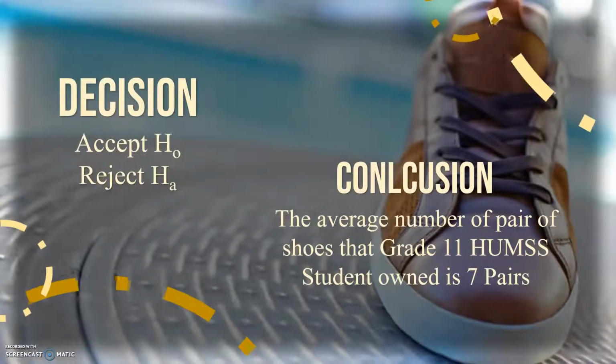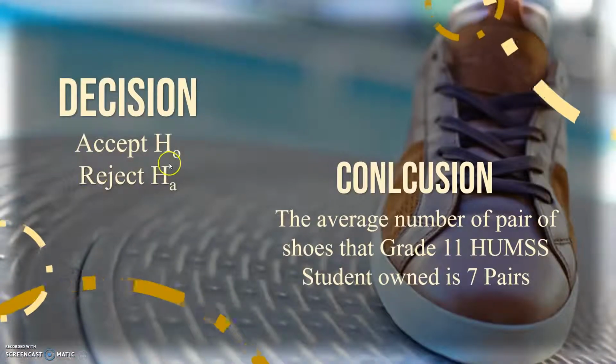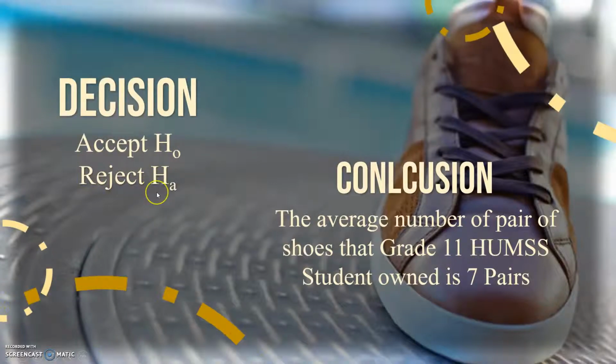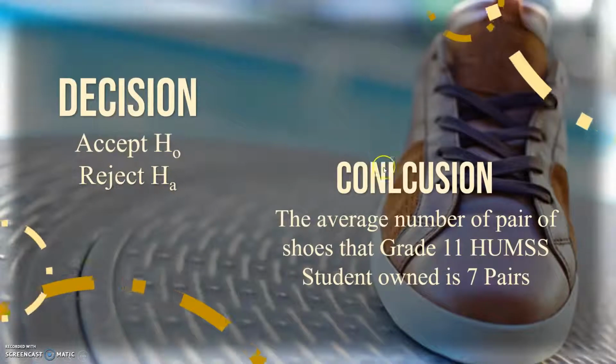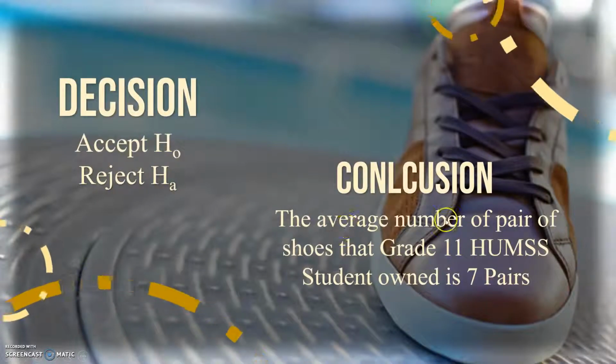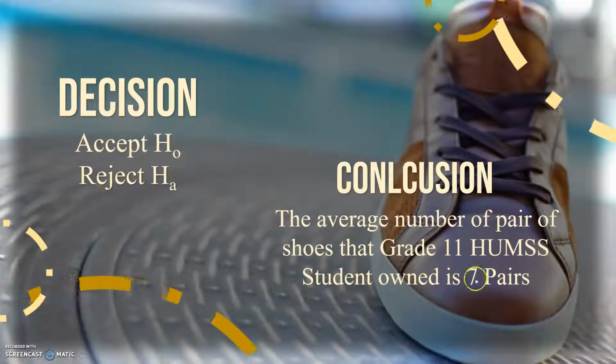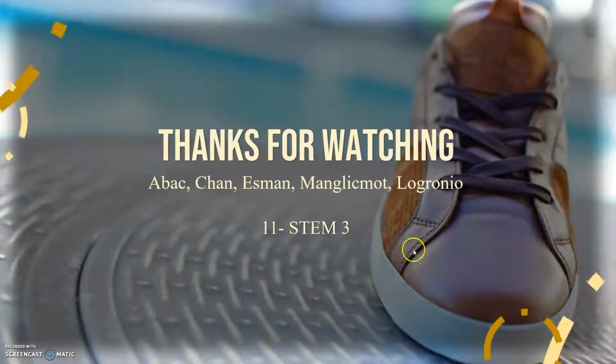Here's the decision. The decision is to accept the null hypothesis and reject the alternative hypothesis. Therefore, we conclude that the average number of pairs of shoes that the grade 11 UMS students own is 7 pairs. And that's it, everyone. That's how you get your mean, mu, standard deviation for your population and sample size.